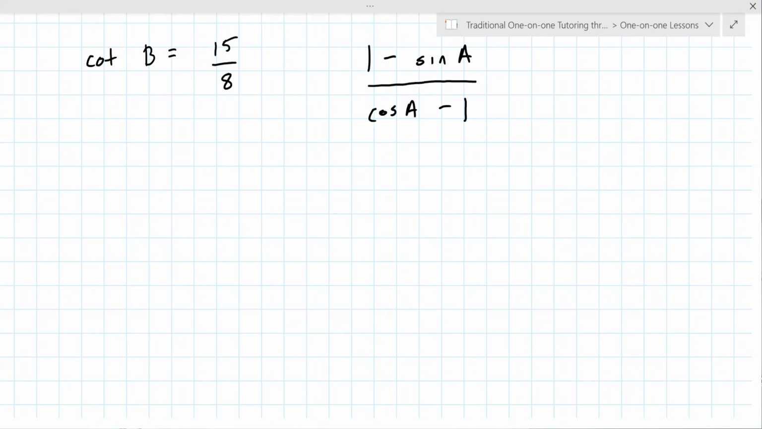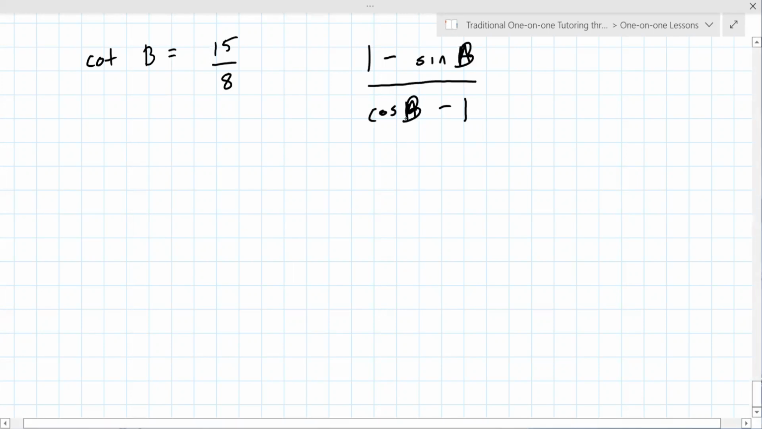What do you do to find the other value? I put the wrong letter. Let's go with B's. I'm sorry. Those are meant to be B's. Apologize. That does matter significantly. So it's a good thing you asked about that.